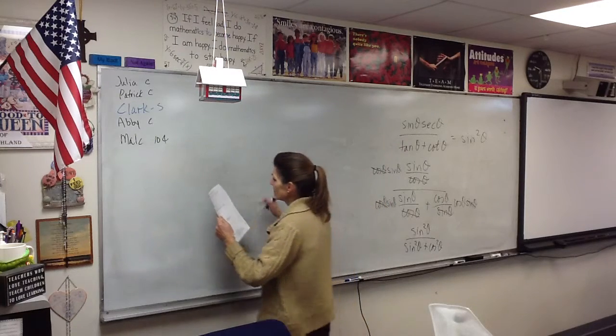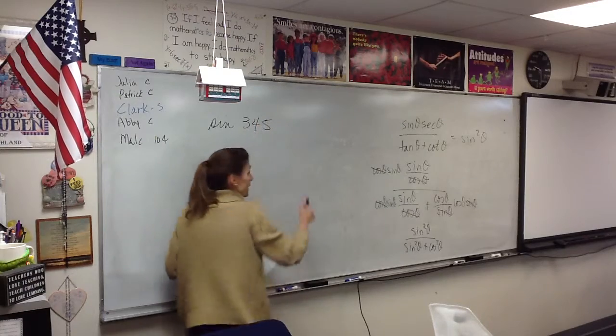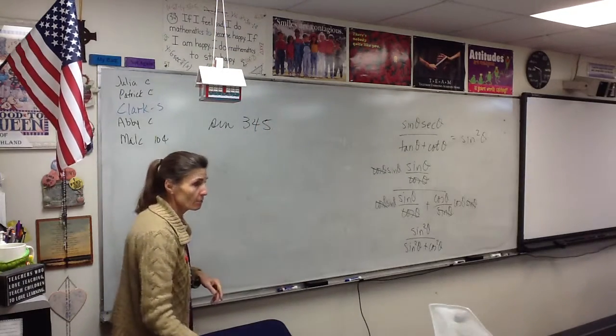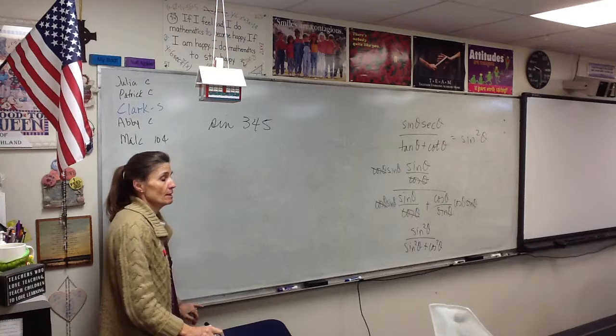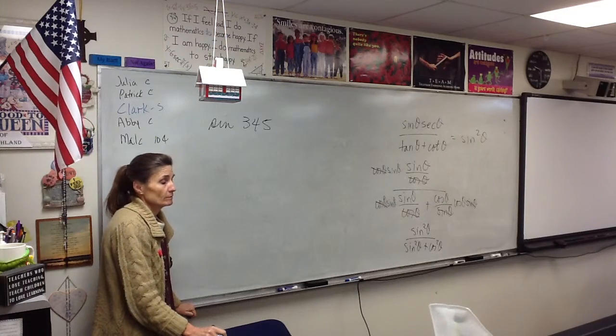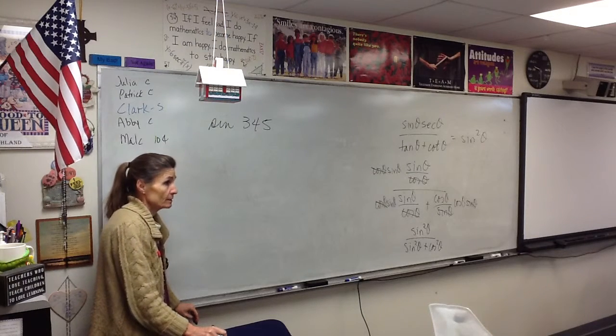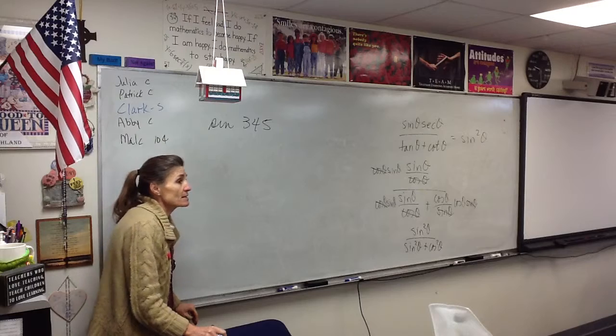Find the exact value of the sine of 345. You had to do this yesterday, and I was a little bit surprised at the number of mistakes we had on this. Step 1: find something that either adds or subtracts to 345, and it's got to be a special angle.